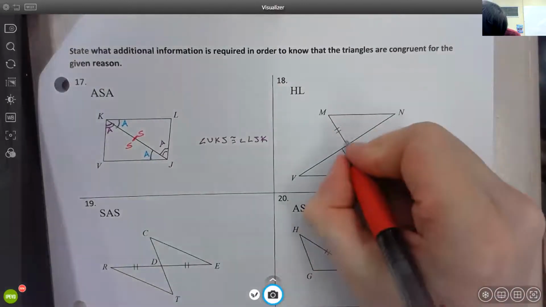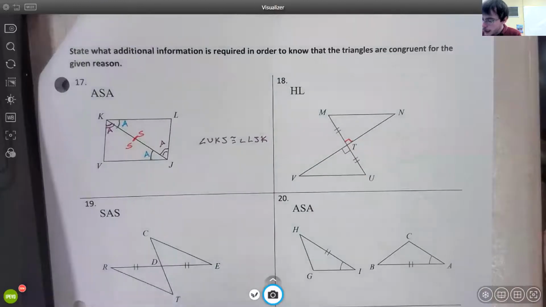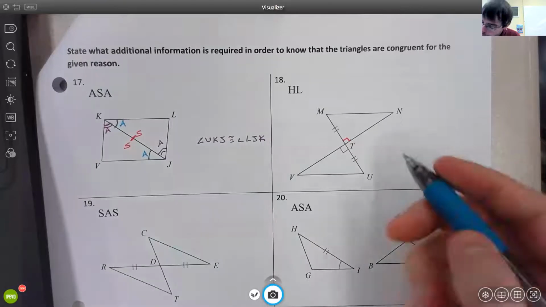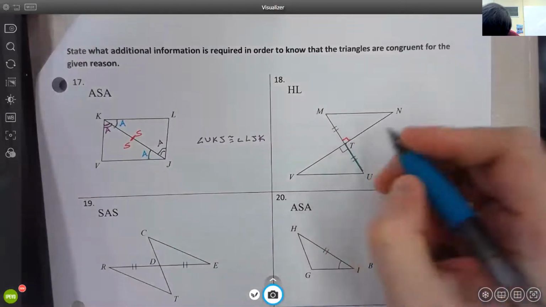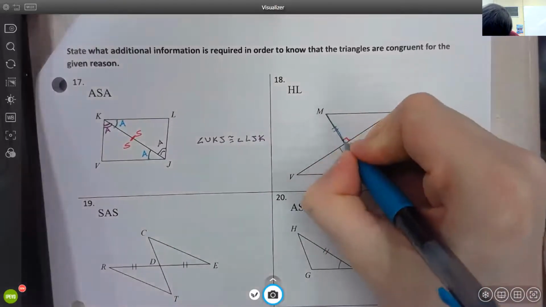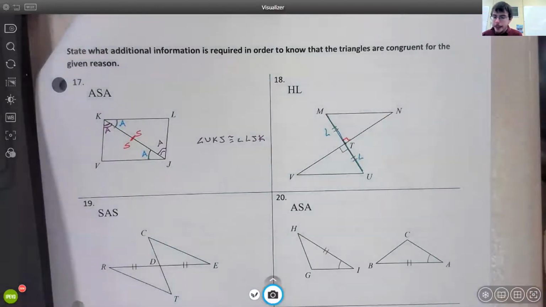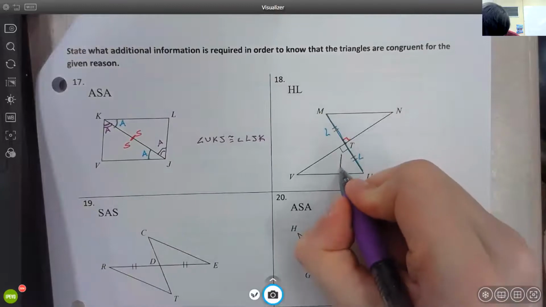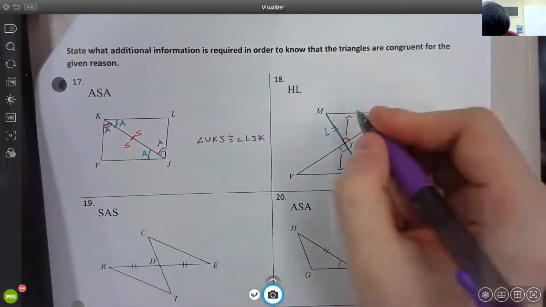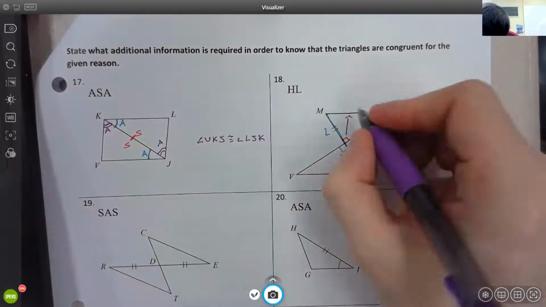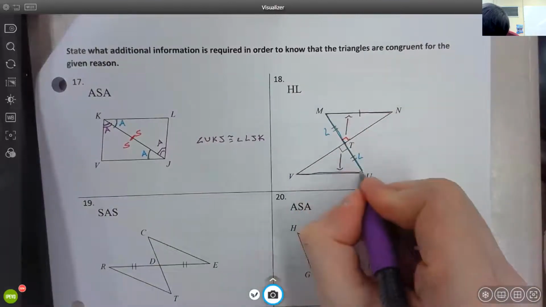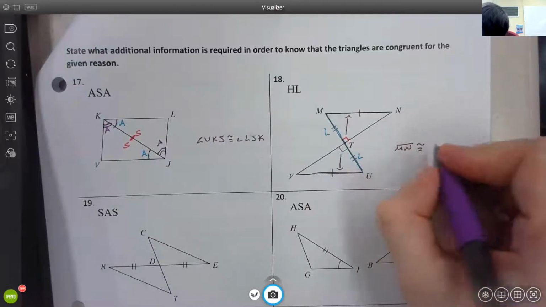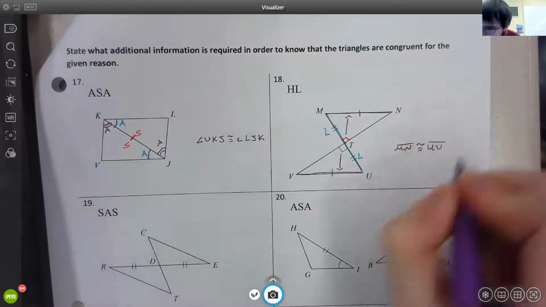Here we have our right angle. Is this a leg or is it a hypotenuse? Well, it's not opposite the right angle, so it's a leg. So in order to get that, we need the hypotenuse because we're missing the H. So that's opposite here. So we need these 2 to be congruent to one another. So that means MN has to be congruent to UV.